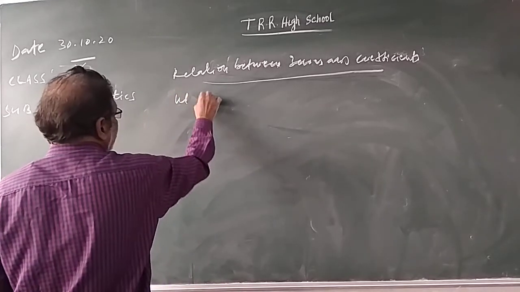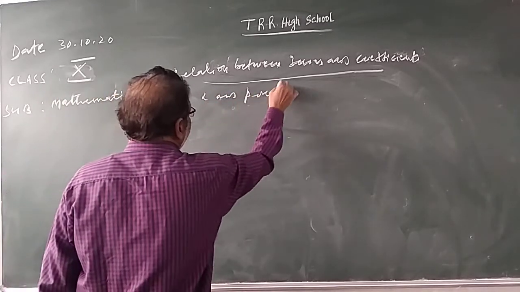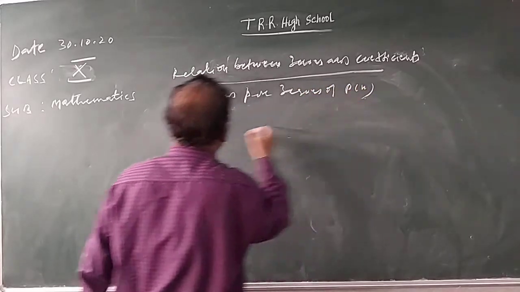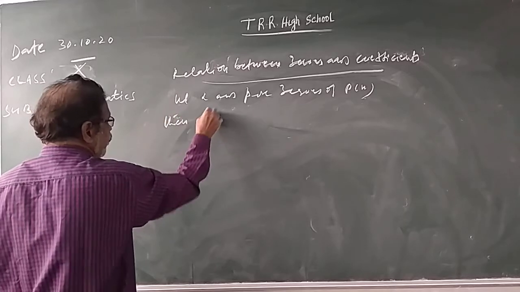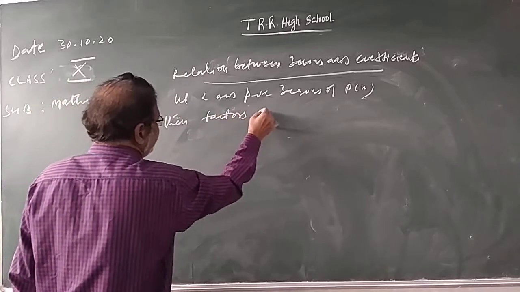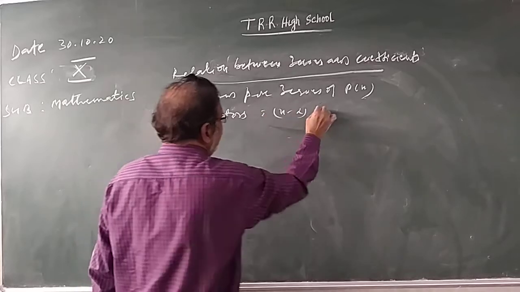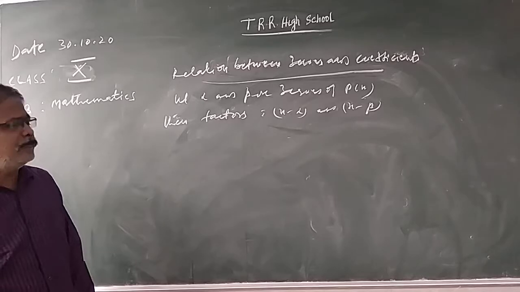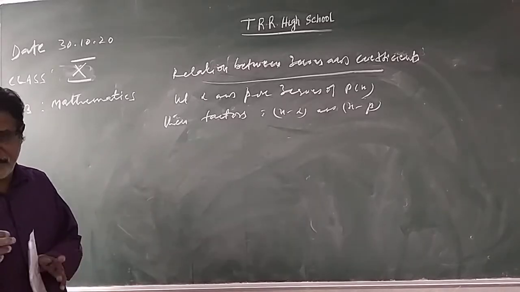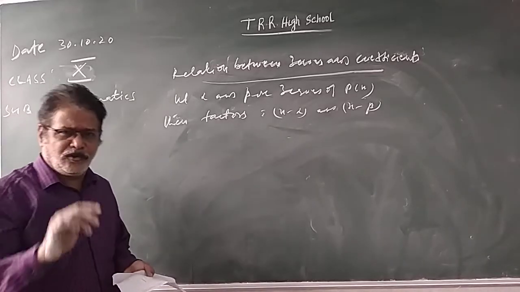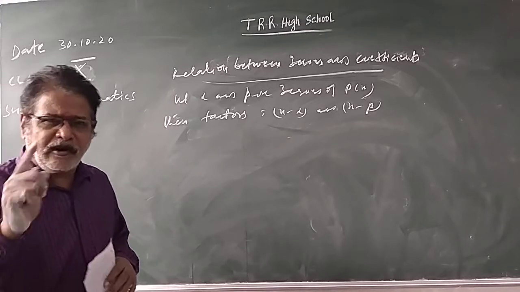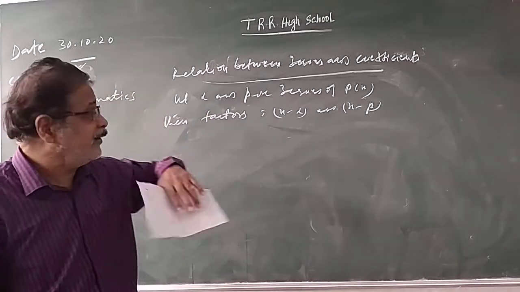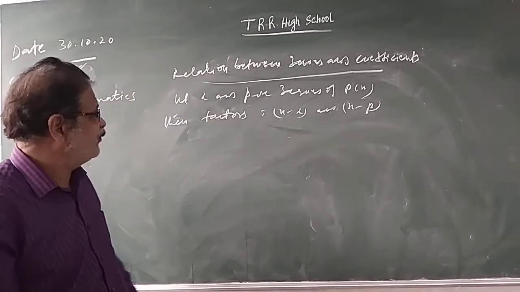So let alpha and beta be zeros of p of x. Then the factors are x minus alpha and x minus beta. With the zeros of the quadratic, you are finding the relation between zeros and coefficients. Every quadratic polynomial will have two zeros, alpha and beta. Quadratic means second degree, and second degree means two zeros. Third degree means three zeros. Second degree polynomial is ax square plus bx plus c.